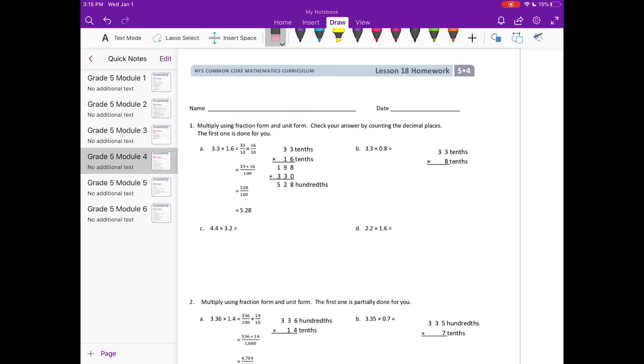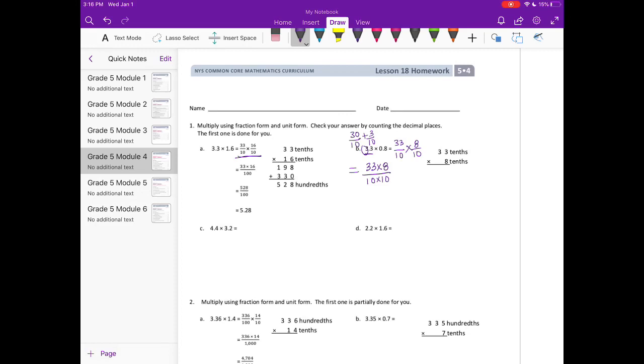So we have 3 3/10 times 8/10. Now, it wants us to put it first in fraction form like they've done over here. So 3 3/10 is equal to 33/10, because the whole 3 would be equal to 30/10 plus 3/10. So that makes 33/10. And 8/10 is just 8/10. So if we multiply that out, that would be equal to 33 times 8 over 10 times 10.